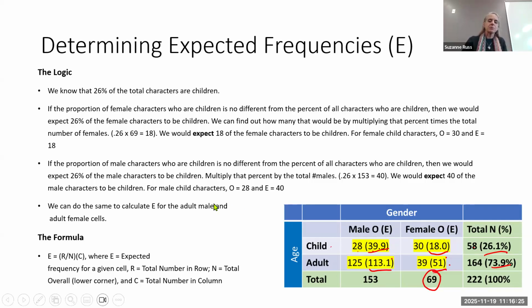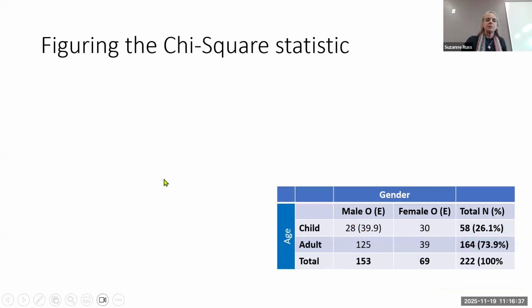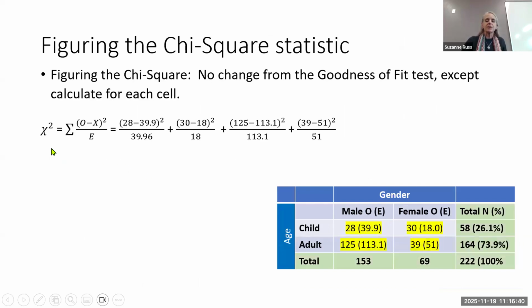But we have a lot of cells to work with, so it's a little more complicated. This is what it would look like if you were doing it by hand, or in the old days, how they would have characterized this. Now we use spreadsheets, okay? We figure out the chi-square statistic in the same way. You'd be taking this O minus E, this is for male children. We have the 28 minus the 39.9. Do you see where we're getting these numbers? We'd be squaring them and dividing by the E. And we'd be doing it the same for all of them. So if you were writing out the problem by hand, that's what you'd be doing.